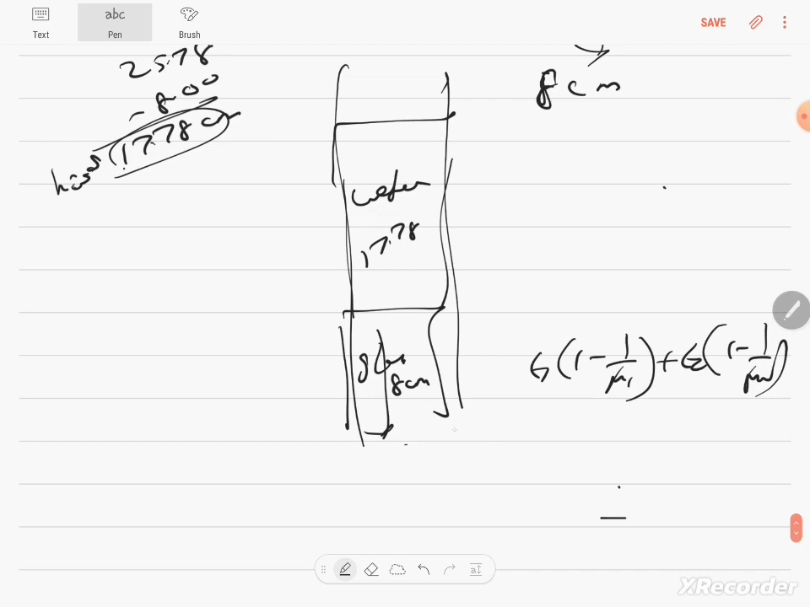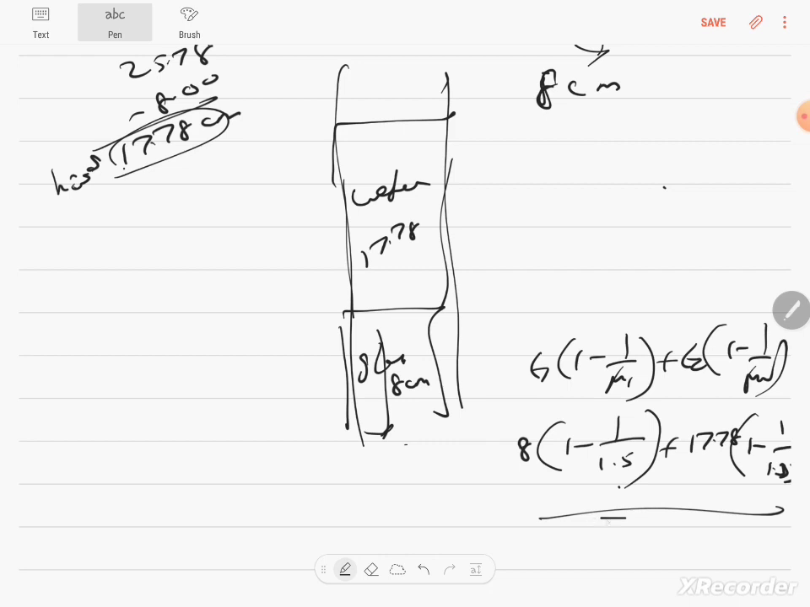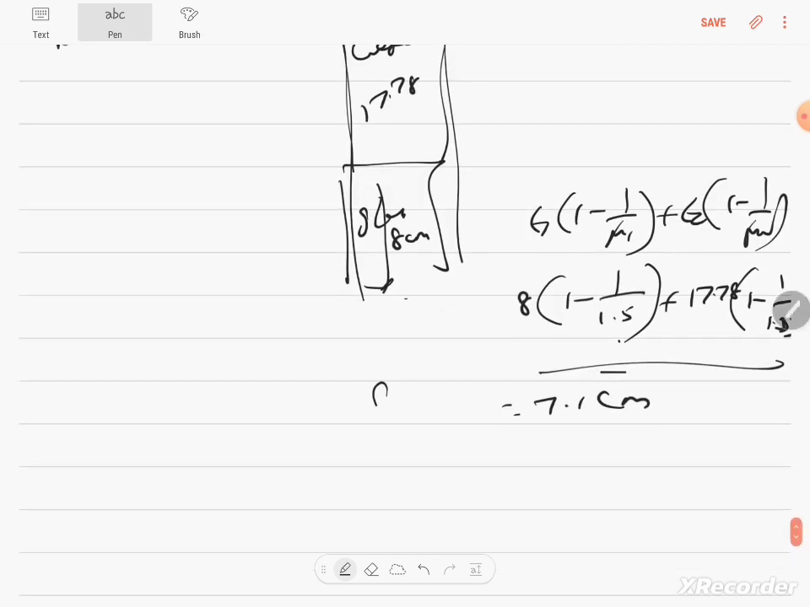What is T1? It is the thickness of the glass slab. 8 into 1 minus the glass slab's refractive index, plus T2, the thickness of the water, 17.78, the depth of the water, into 1 minus 1 by 1.33, right? So you just substitute this and find the final answer. You will get the answer to be 7.1 centimeter. The total answer will be 7.1, which will give you the total shift from the bottom.